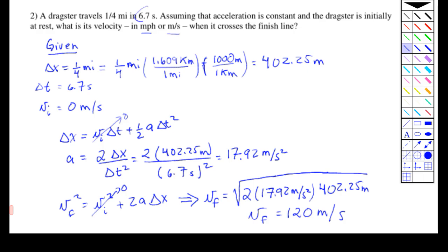Okay, note the problem is given in 2 sig figs. That's due to the 6.7 seconds. So here we have 2 sig figs as well. We wrote down our units in meters per second, which we were asked for. So there is the answer.